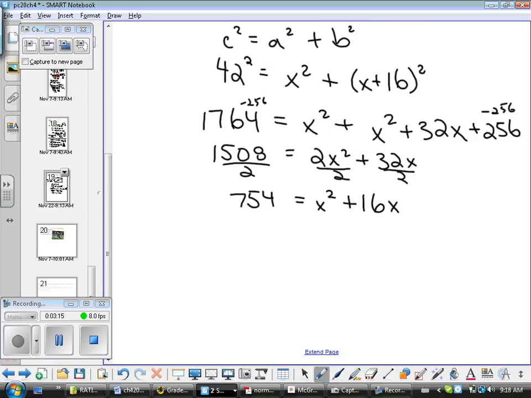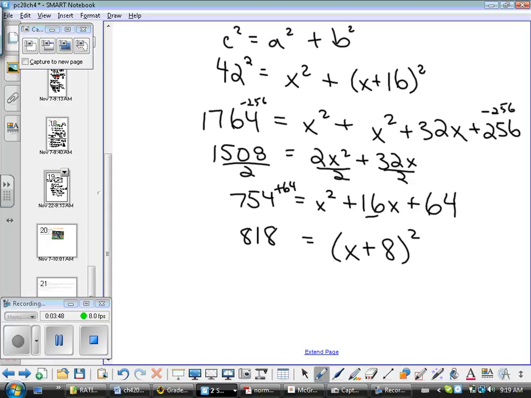Okay, and so like I said, when we complete the square with an equation rather than a function, we're going to have the constant on the other side. Okay, so to complete this square, I'm going to take half of 16, that's 8, and square it. Okay, and I have to add 64 to this side as well to keep the equation balanced. Okay, and that's going to give me 818. Okay, I can rewrite this. This is my binomial squared now. It's x plus 8 squared.